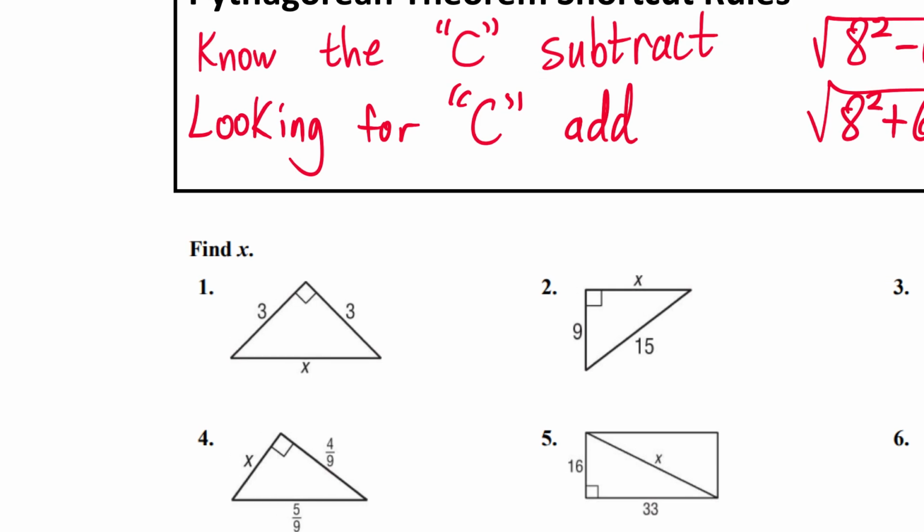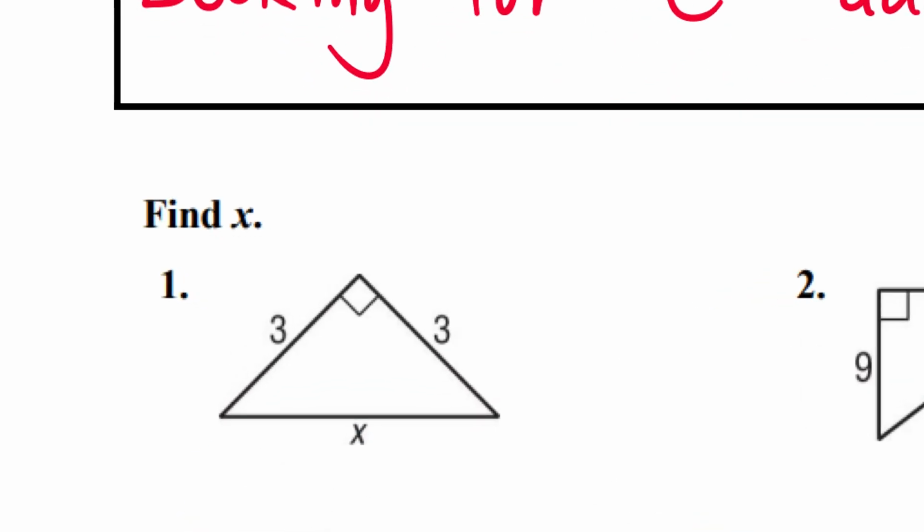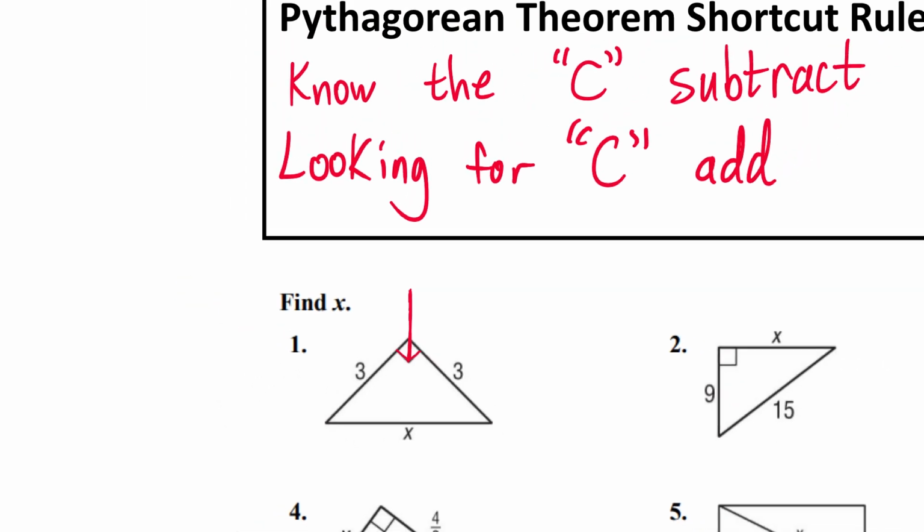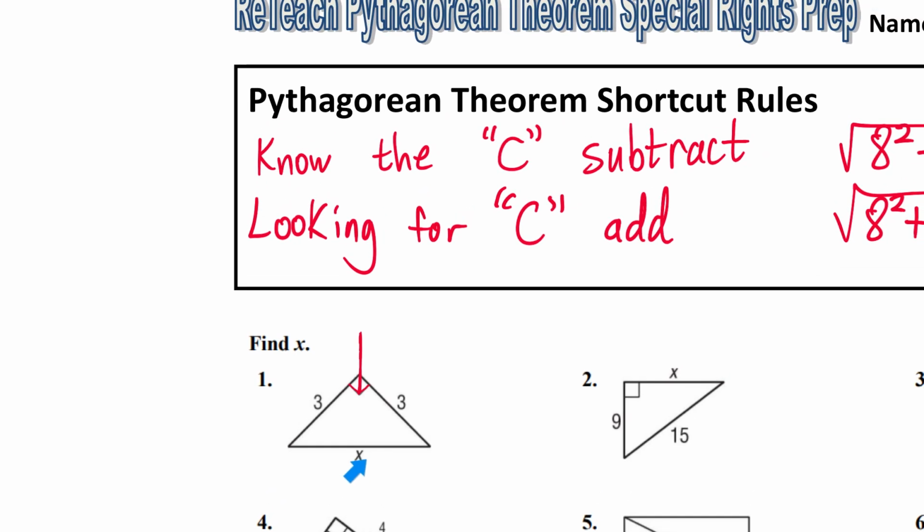So on number 1, is this x one of the legs or the hypotenuse? It's the hypotenuse, so it's the C, okay? Another way to remember that is this little right angle is like an arrow that's always pointing towards the hypotenuse. It always points the way to the hypotenuse. So on this one, with the x being here, do I know the C or am I looking for the C? I'm looking for the C. So when I'm looking for the C, I'm going to be adding.